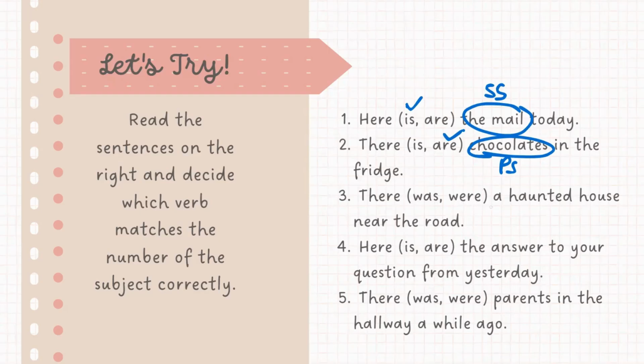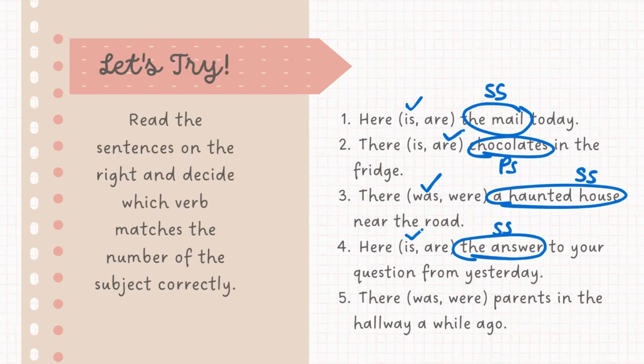There was or were a haunted house near the road. Haunted house is a singular subject, so I need a singular verb. There was a haunted house near the road. Here is or are the answer to your question from yesterday. My subject is answer, which is a singular subject, so I need to choose the singular verb. Here is the answer to your question from yesterday.